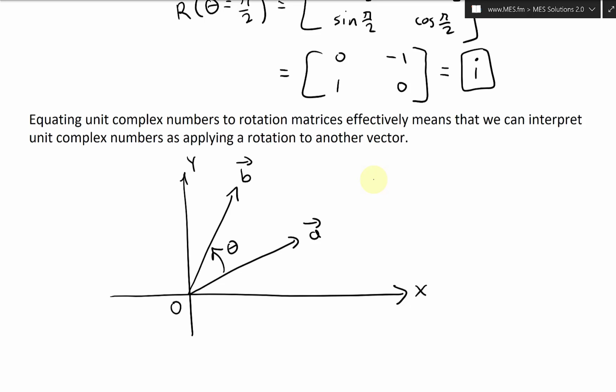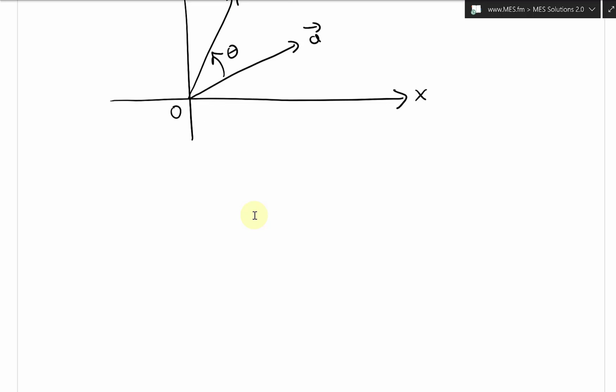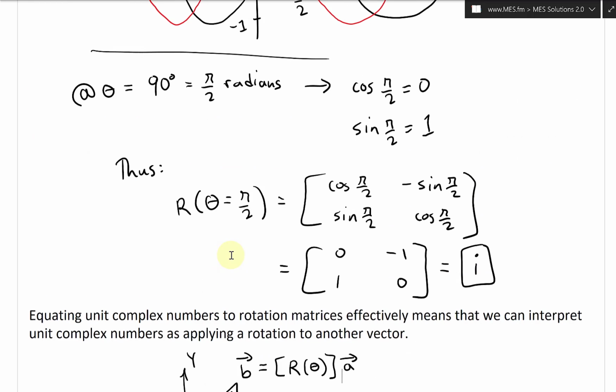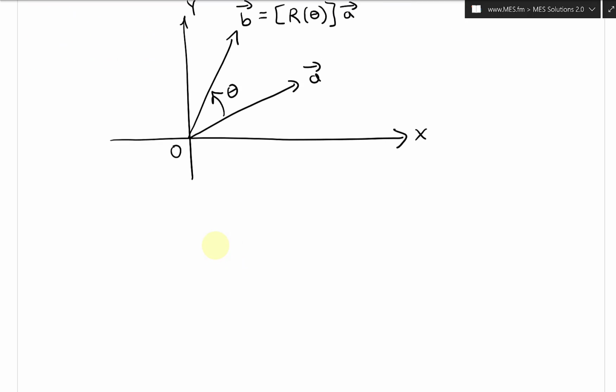So this vector B is equal to the rotation matrix R of theta. We put this theta there just because we're using that exact angle. Then put that in brackets so it indicates the matrix, times A. So you rotate it across. You could view that as complex numbers. All right, so this is a generic angle theta, but if we want to rotate by 0, that's just multiplying by 1, or I.